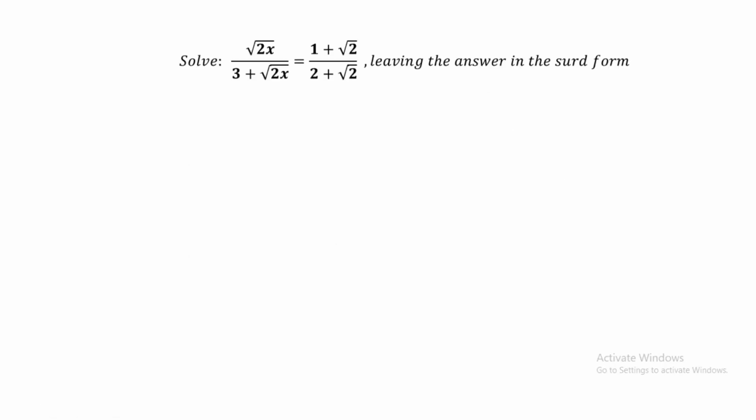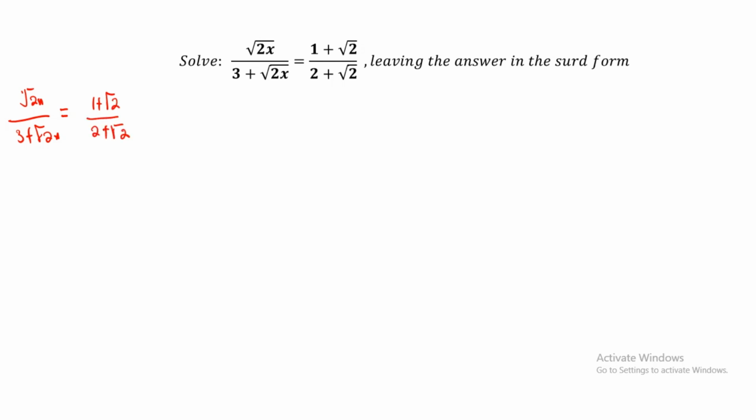So this is our first question. We are to solve this equation, leaving the answer in set form. So I'll start first by writing the equation down. So we'll have the square root of 2x, and this is equal to 1 plus square root of 2 all over 2 plus square root of 2.